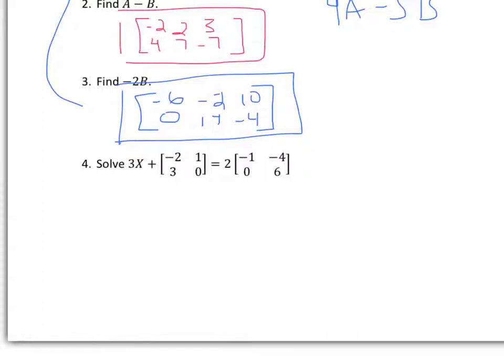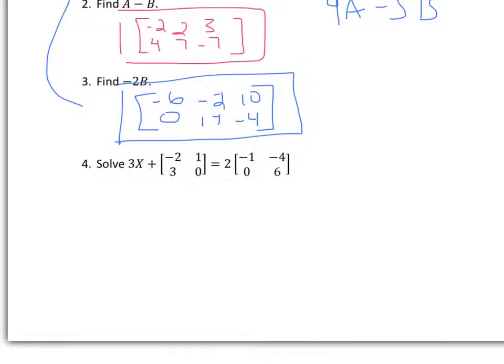If you're solving an equation using matrices, it's once again the exact same process as solving a regular equation. The only thing is your constants and your variable are going to be actual matrices instead of just one number. So it's going to be a set of numbers instead of just one number. Same idea, though. We want to isolate this x, get x by itself. How do we do that?